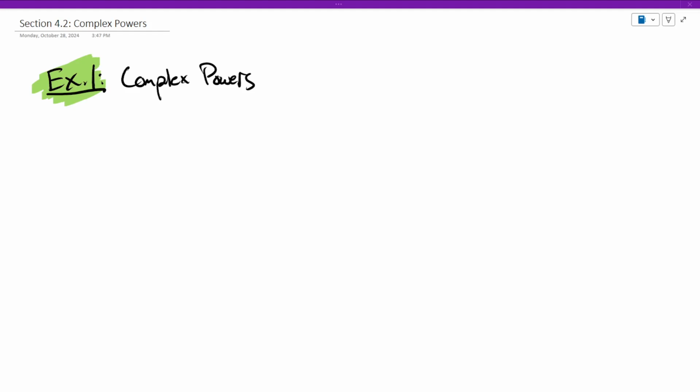All right, in our first video for section 4.2, we're going to compute some complex powers. So let me give a little bit of space here. We might ask ourselves, what does it mean to raise a complex number to a power? Well, if the power is a whole number, we kind of already know how to do that. So what if we wanted to raise to maybe a complex power? So if we wanted to, say, raise i to the 2i power.